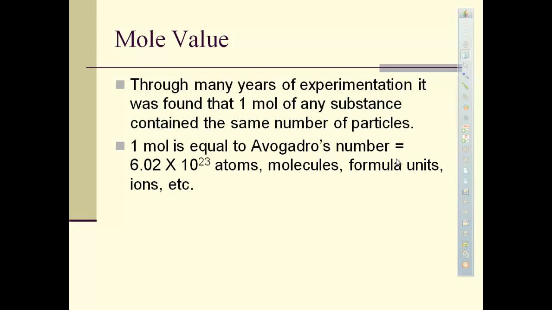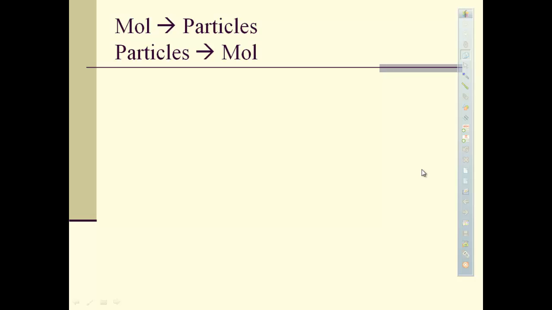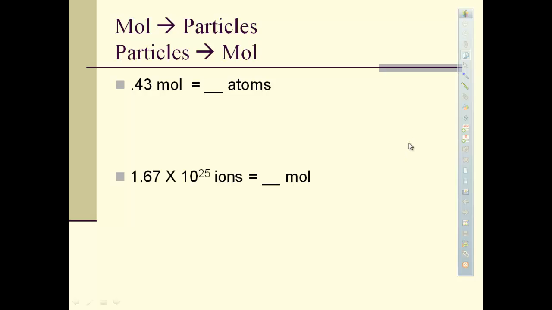As we go through the problems, it's going to be using those specific 4. 1 mole, like I said, is equal to 6.02 times 10 to the 23rd, and as I said, we can fill in the label that we need. So let's go ahead and look at some calculations. Let's look at moles to particles. Let's look at particles to moles. First one says 0.43 moles going to atoms. And the second one is going to be 1.67 times 10 to the 25th ions.